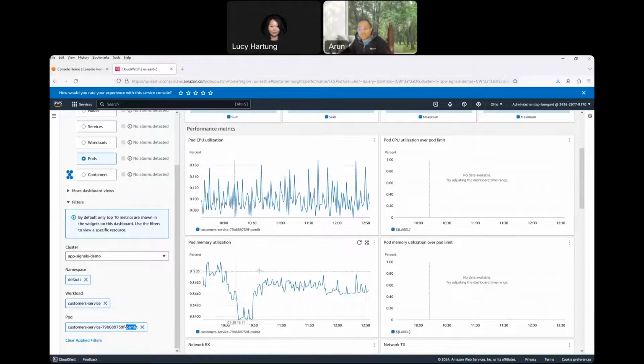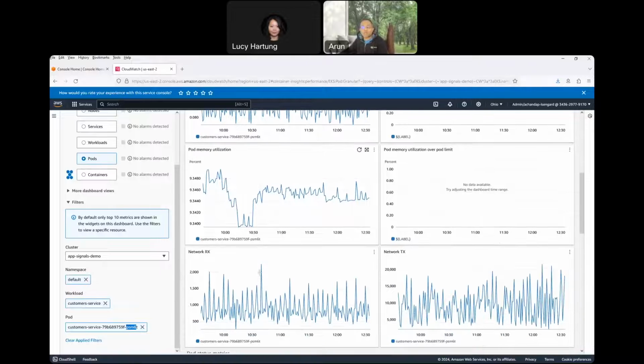Joe was looking at the CPU utilization, everything good. Joe was looking at the memory utilization, everything good. And as Lucy was saying, network. We always blame it on the network. But here we go. Container Insights even brings you the ingress and the egress, and everything looks hunky dory.